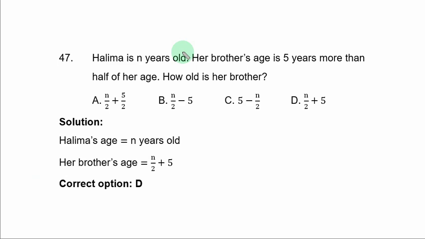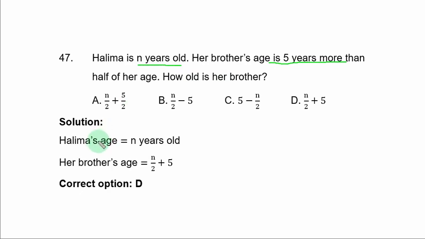Question 47. Halima is N years old. Her brother's age is 5 years more than half of her age. How old is her brother? That is simple. How old is her brother?